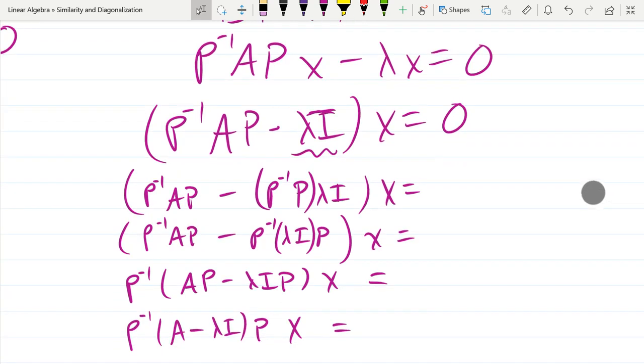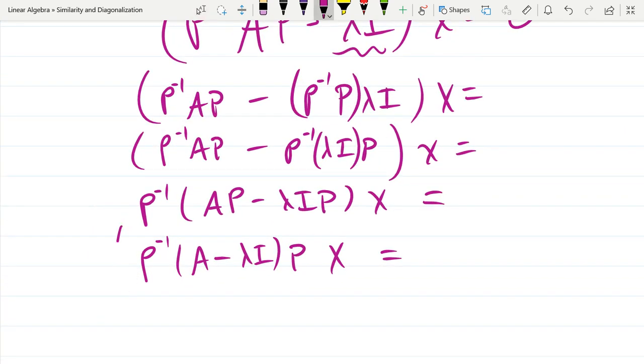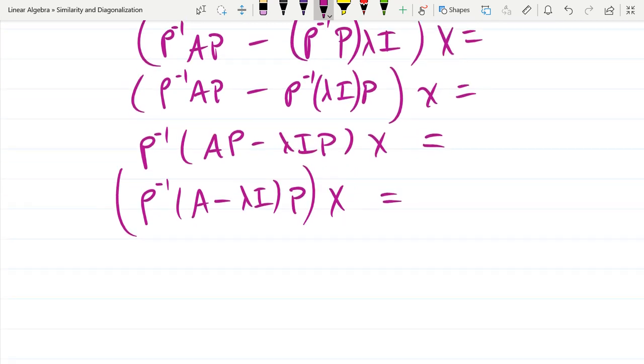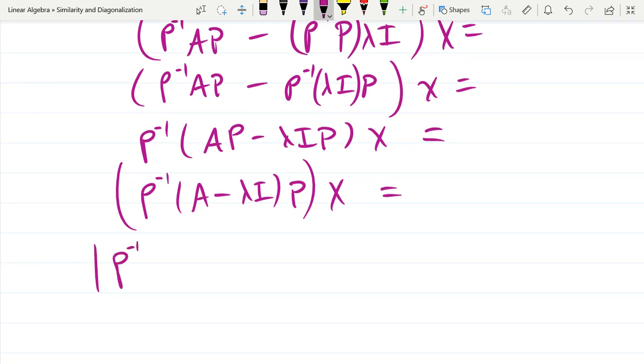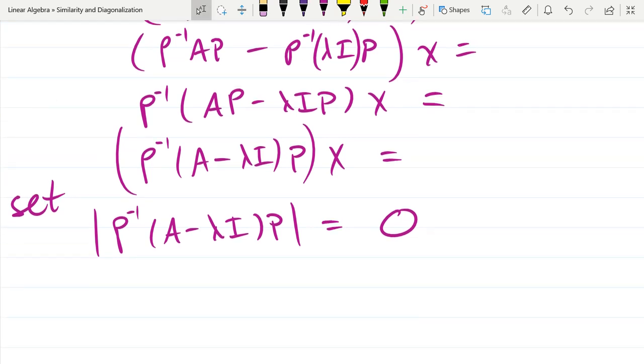And of course, what are we trying to do? We're looking for eigenvalues. So I'll use extra parentheses. I want to take the determinant of this crazy product right here and set it equal to 0. That's how we'll get our eigenvalues out of this. So we're setting the determinant equal to 0.